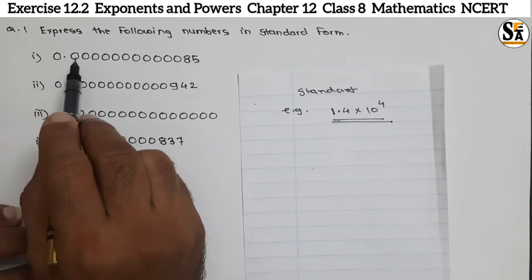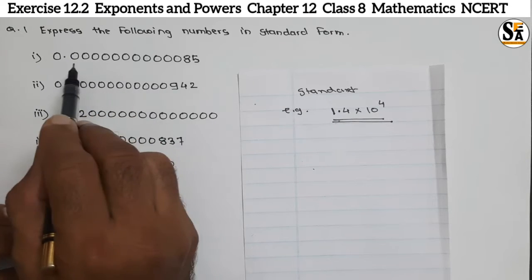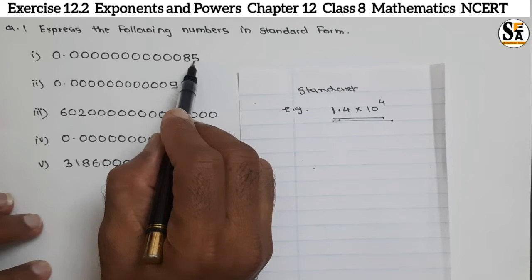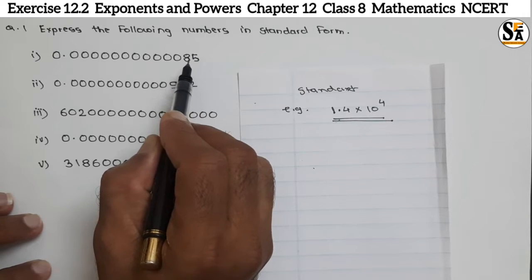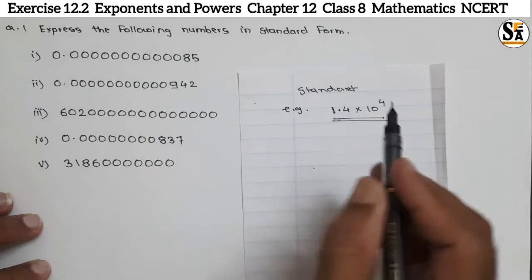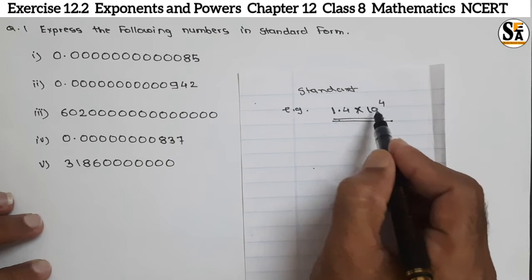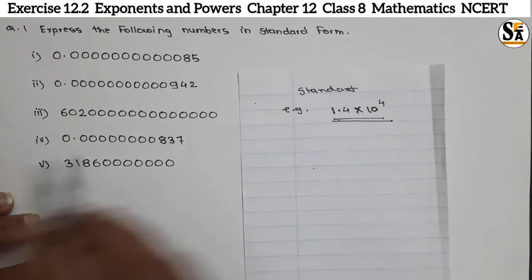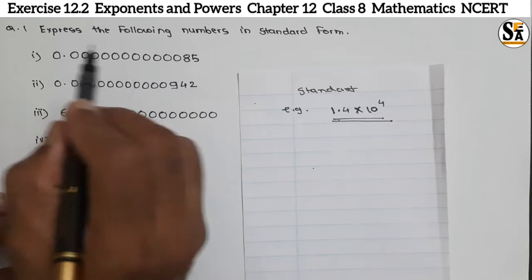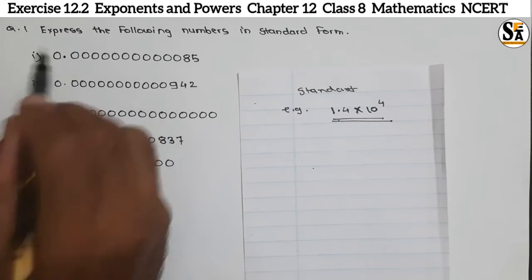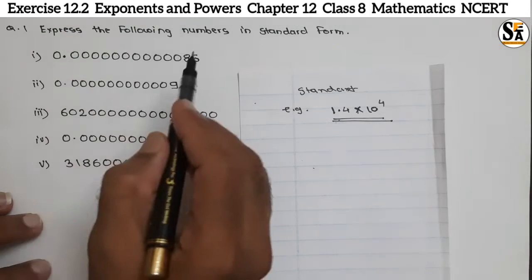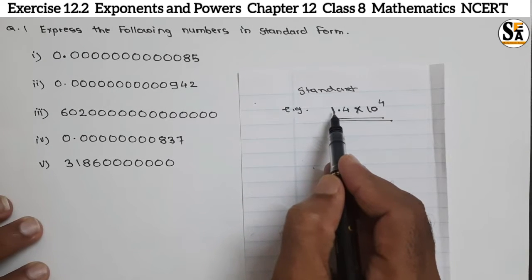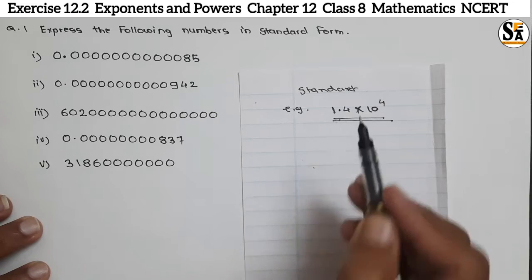Here, see this example. It is 0.00000000, there are so many zeros. So it is very difficult to write this figure. If we convert this figure into standard form, meaning we multiply and write 10 raised to something, then it is very easy to write that figure. Are you getting? So in standard form, we are moving this decimal point and keeping only one digit to the left of this decimal point.